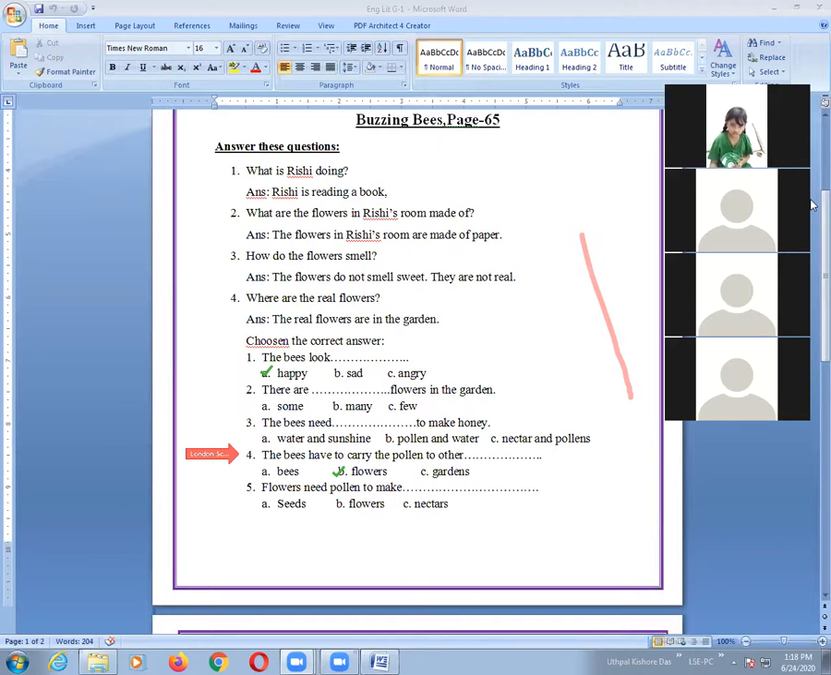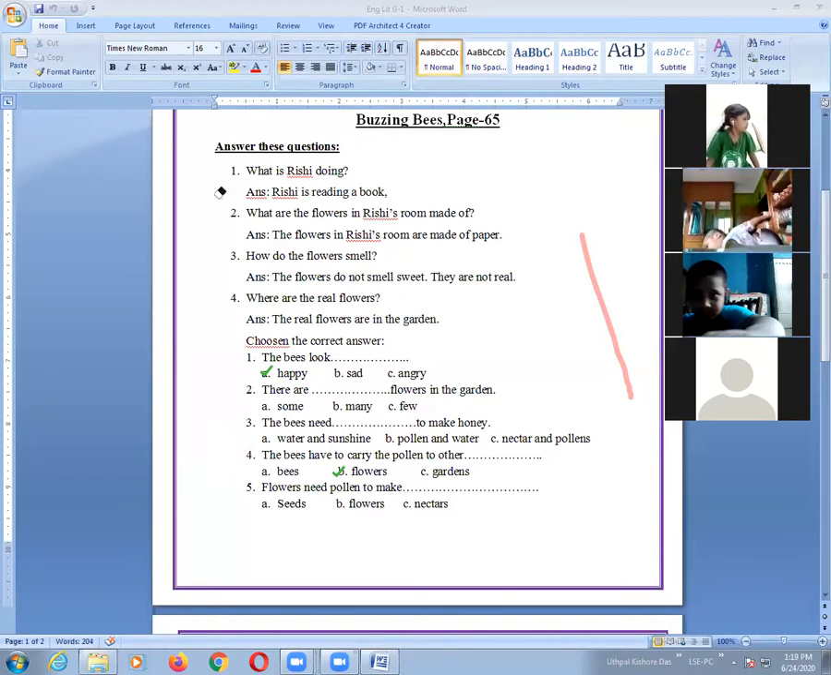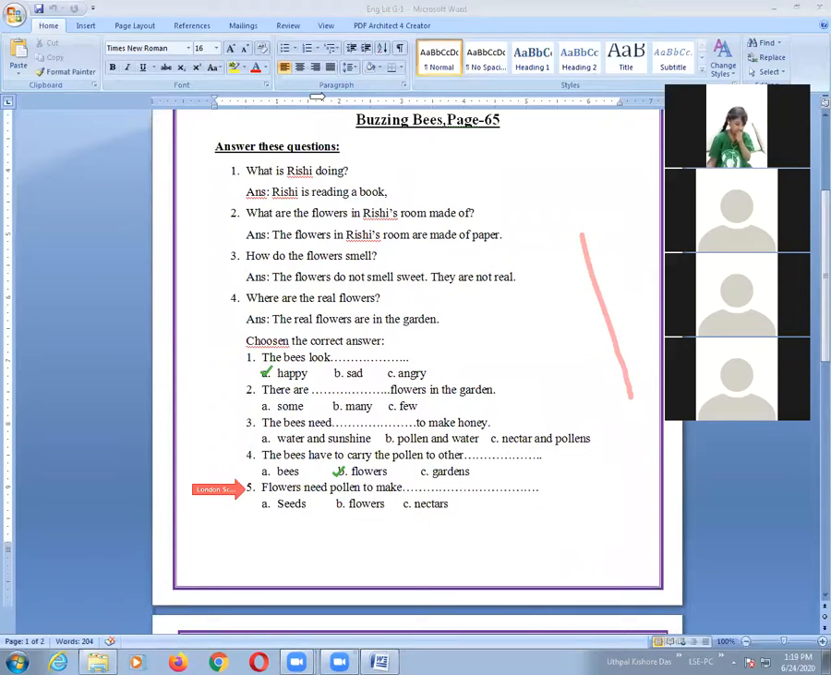Watch carefully, Zara, watch carefully. Now, Mustaqim. Now look at five here. Let me give you all the numbers. Now, number five. Flowers need pollen to make seeds. Yes, correct. Very good. So, is that done? Yeah. Okay.